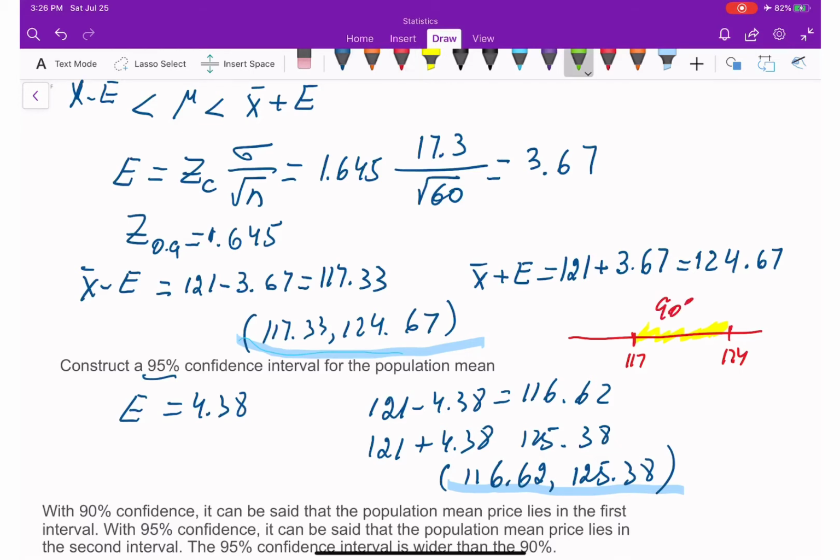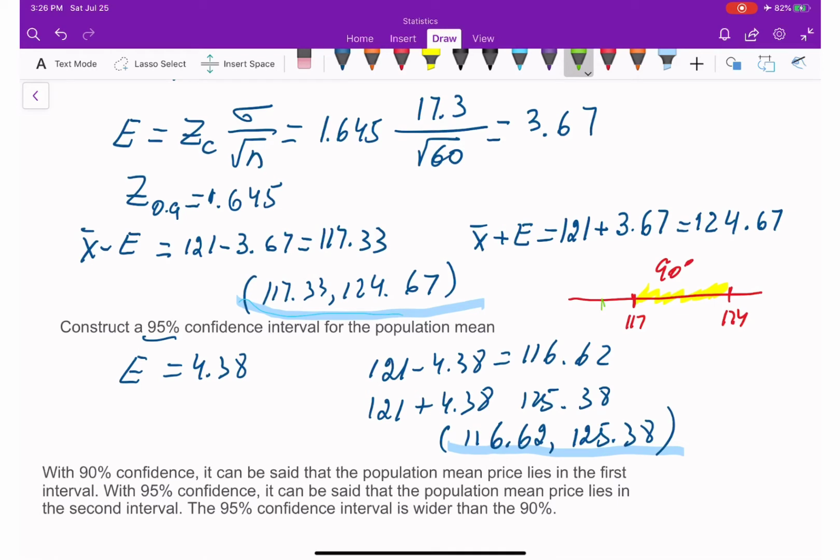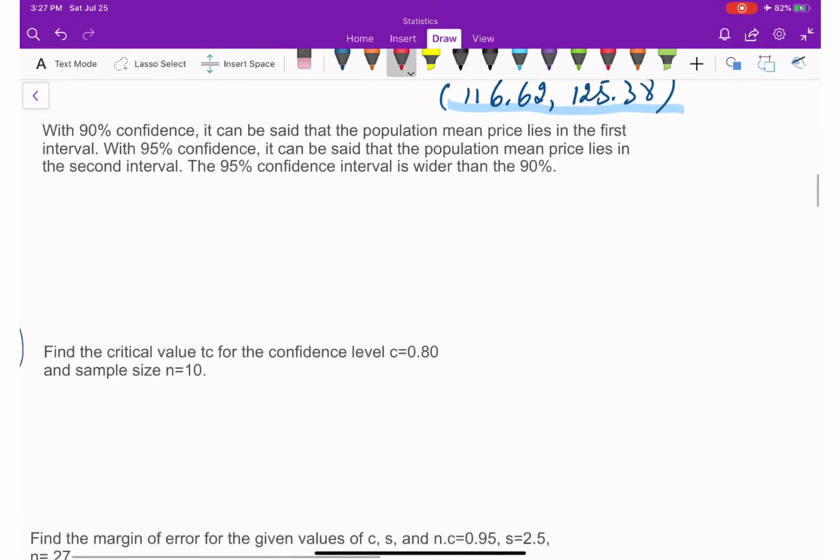For 95, we get 116 approximately, and 125. You see, we are getting wider, right? We are getting a wider interval. This is 95 degrees. I mean, 95%. Okay. 95% and 90%. Okay? Next one.